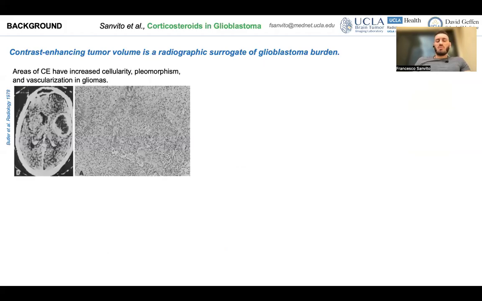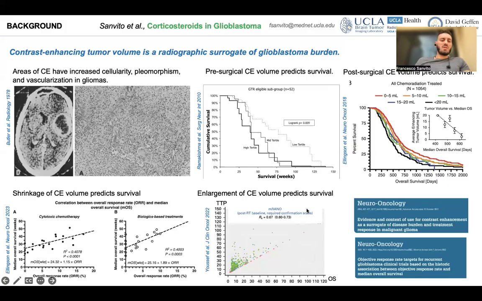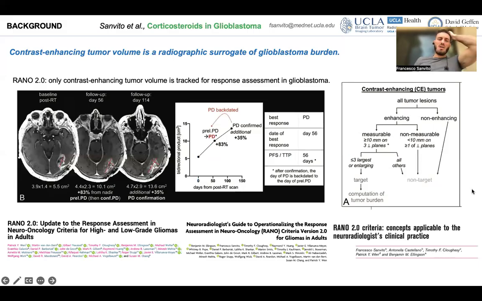We saw from histology, from historical articles, that the enhancing areas of the tumor are the ones that are more malignant on histology. We know that pre- and post-surgical volumes of enhancing tissue predict survival in glioblastoma, and that the longitudinal changes in terms of shrinkage and enlargement of enhancing tissue are also linked to and predict survival. This is why, mostly for clinical trials, but also for clinical practice, we mainly track the volumetric changes of the enhancing component to understand whether a lesion is responding to a treatment or is progressing.